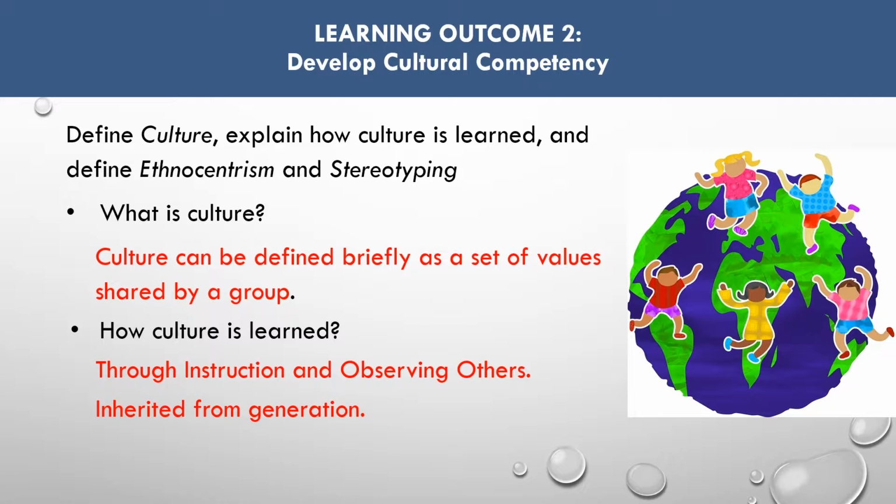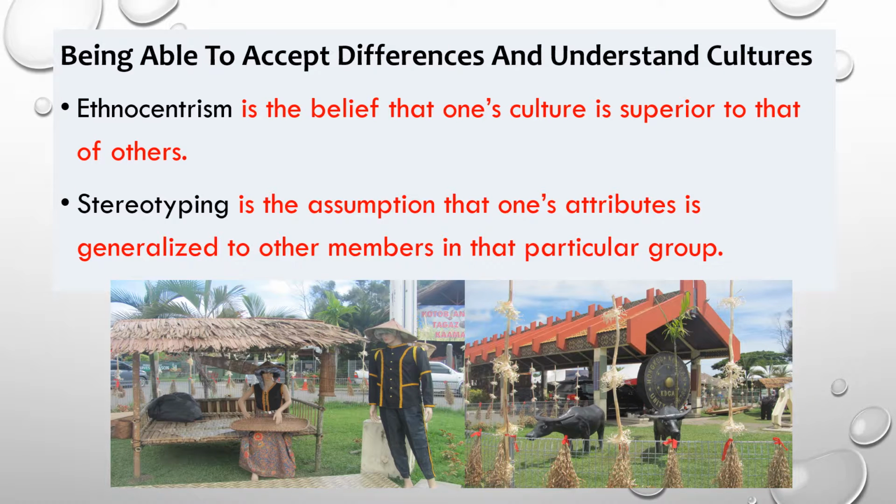How is culture learned? Culture is learned directly and indirectly through instruction and observation. We learn from our parents, teachers, or influential people. We grow up in such surroundings and learn how best to function. Sometimes we are told which behaviors are acceptable. At other times, we learn by observing which values work best. Hence, culture is passed from person to person and from generation to generation. In intercultural communication, we must be able to accept differences and understand cultures.